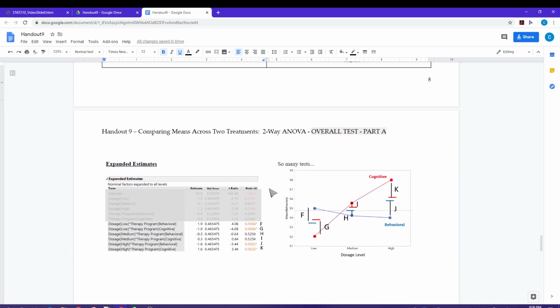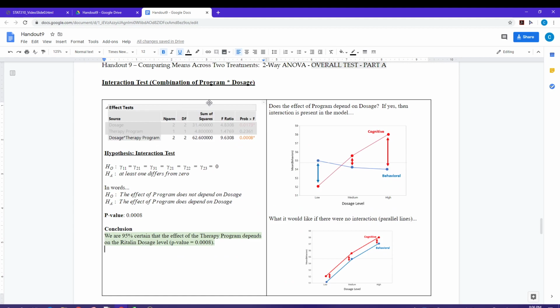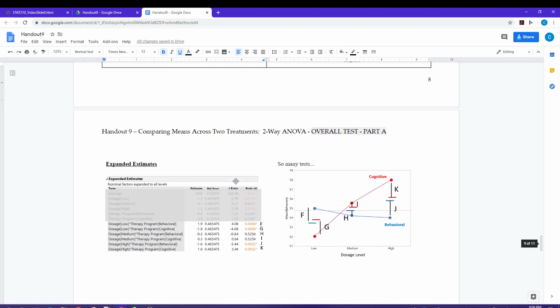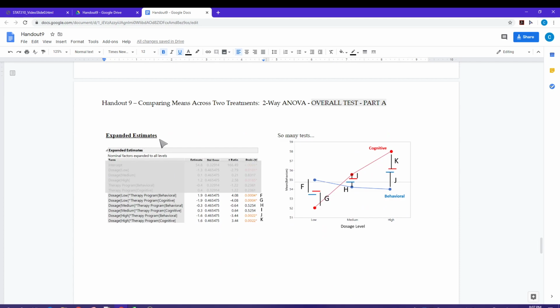We definitely want to be considering the tests underneath the effects here, the effect tests. These under the expanded estimates are usually secondary in interest and only are necessary if I really want to know whether or not I got significant effects individually here.